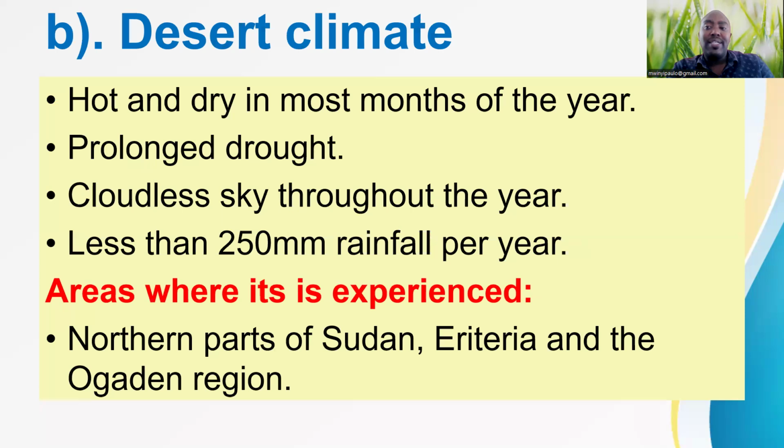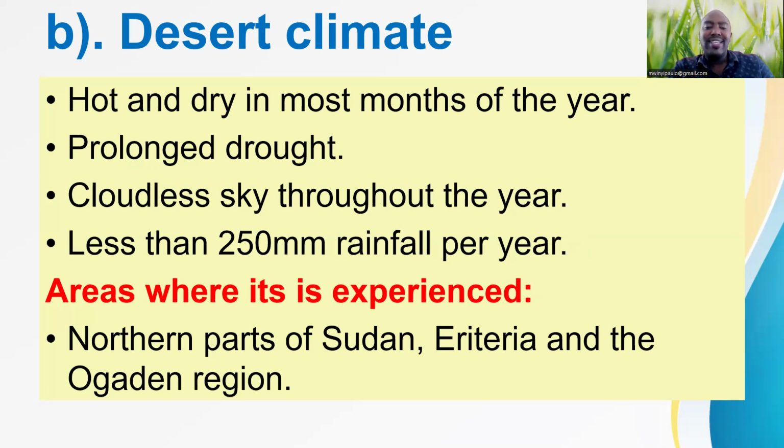The second climatic region is the desert climate. These are the characteristics of the desert climate of Eastern Africa. One, hot and dry in most months of the year. Then we have prolonged drought with cloudless skies throughout the year.